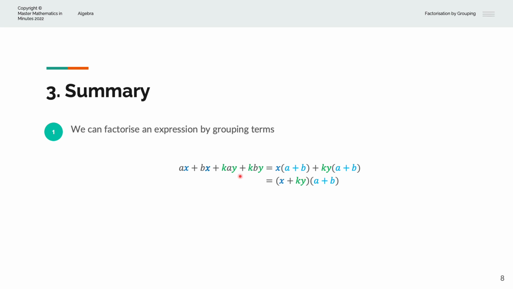and we can factorize ky from the third and fourth terms, and that becomes ky into a plus b. And notice that a plus b is the common term on the right-hand side, and we can factorize this expression further, and that becomes x plus ky into a plus b.